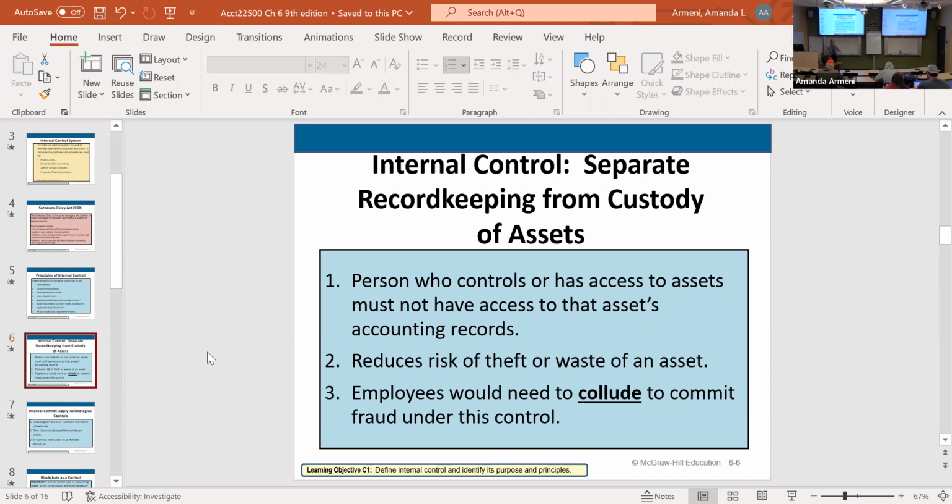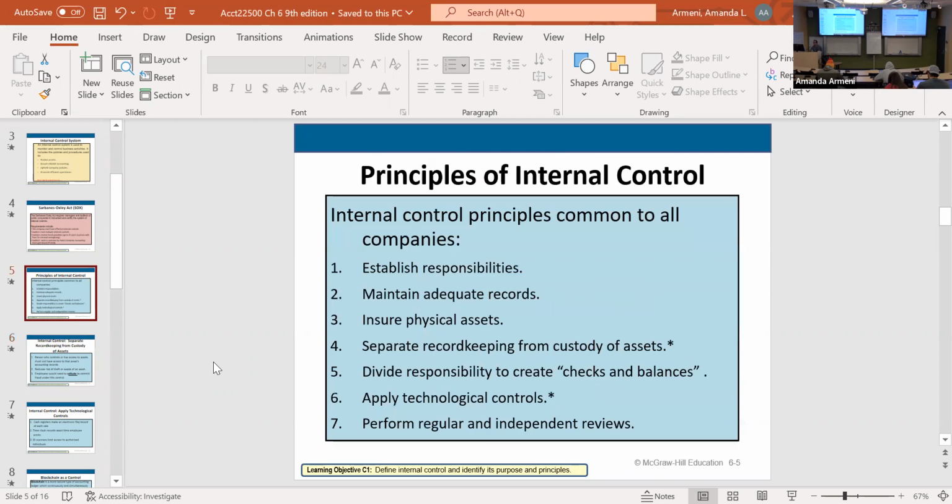So again, one of the core principles of internal control is that we want to make sure our rules and safeguards are set up such that the people who have access to the assets are separate from the people who have access to the accounting records. There should not be a situation where someone can steal an asset and make a journal entry to cover it up. Those two things should be separated. Does that make sense? So again, one of the core functions of a system of internal control.